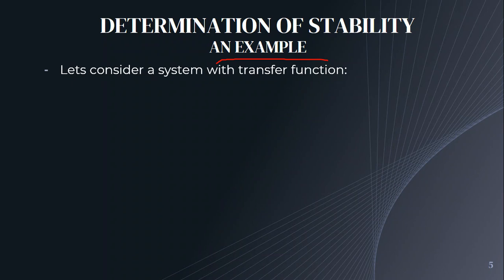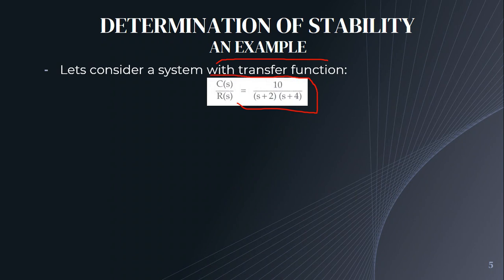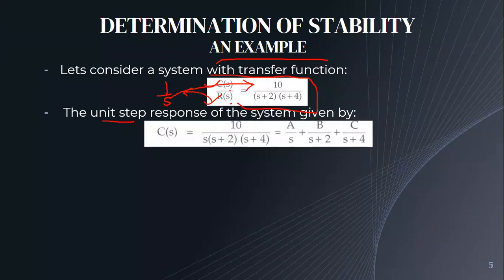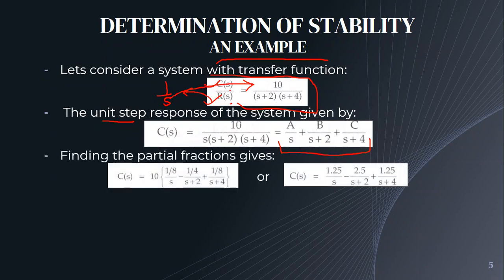Suppose I have a system with a transfer function given by this, which you have already seen, with output by input both in the Laplace domain, being functions of S. If I give a unit step input to the system and try to find the response in the time domain, the Laplace transform of a unit step is 1 by S, so I multiply by 1 by S to get the output of the system. Now I find the solution with the help of partial fractions. On solving this, I get an answer which looks something like this.